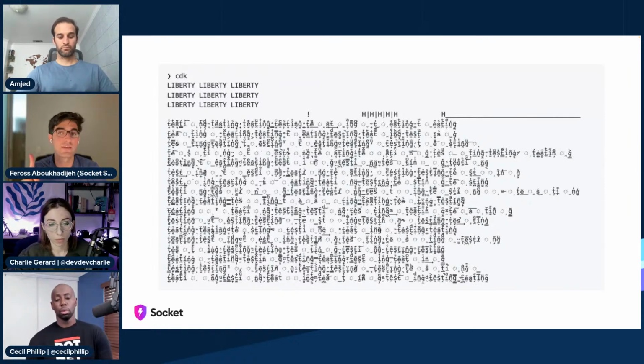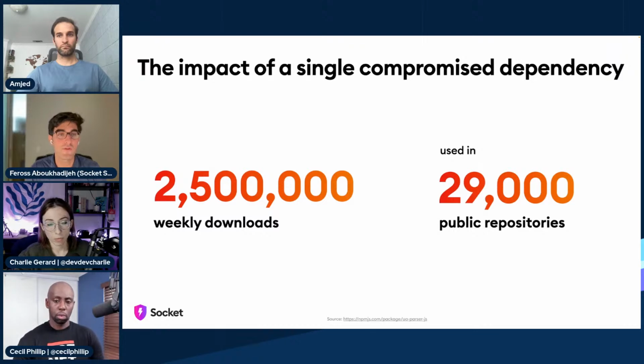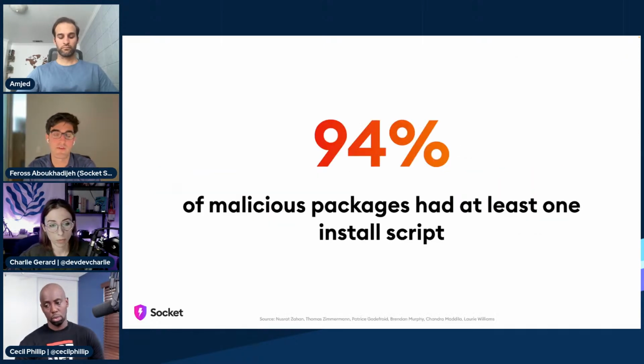A single dependency was compromised, and that dependency had 2.5 million weekly downloads. So it was used by almost everybody, right? And it is also used in 29,000 public repos according to GitHub. This is the effect of one dependency going bad. It just affects everybody. They did it using a technique we'll talk about in a bit if we have time. Basically, it used a technique called an install script, which is used by almost all malware out there. About 94% use this. So it's pretty wild.